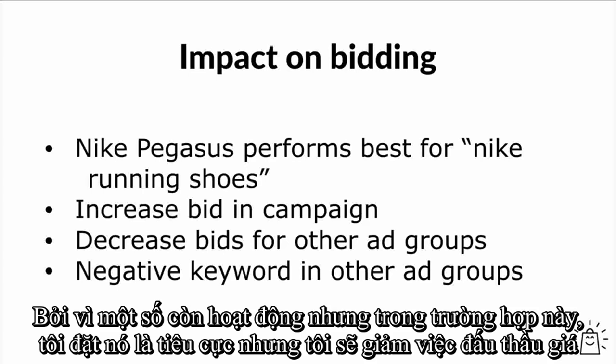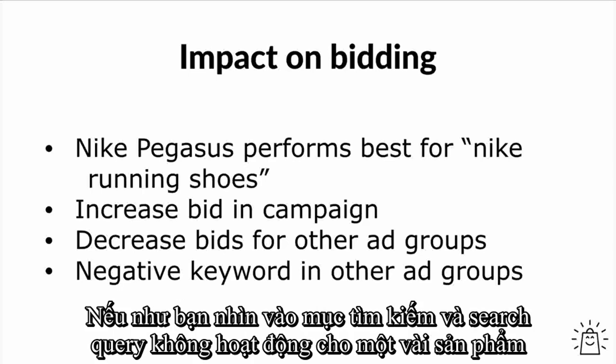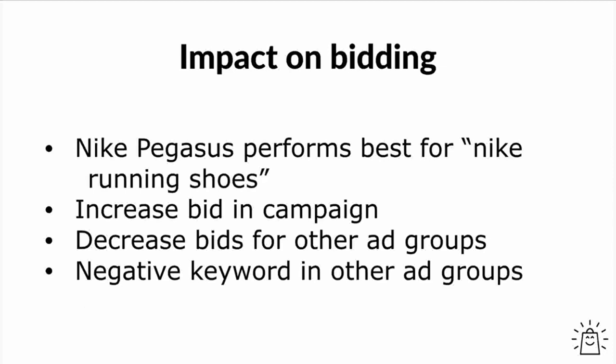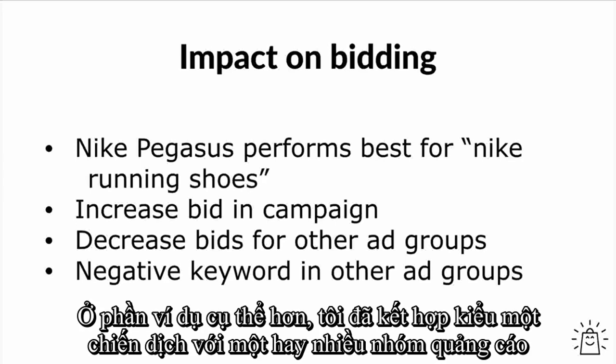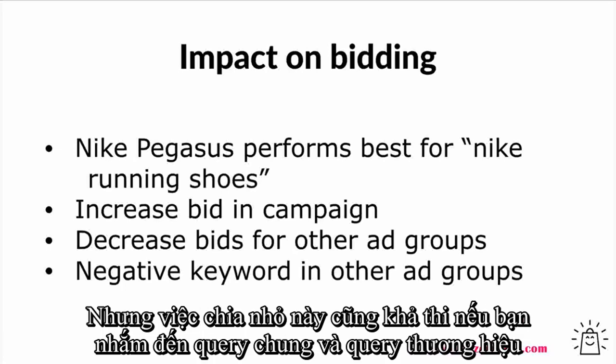But here in this case, I wouldn't set it negative, but I would decrease the bid. But if you see that certain search queries don't perform for some products, well, there's no point keeping them alive. So in this small example, I've used one campaign and then one or more ad groups. But this split is also possible if you're going for generic and branded queries.